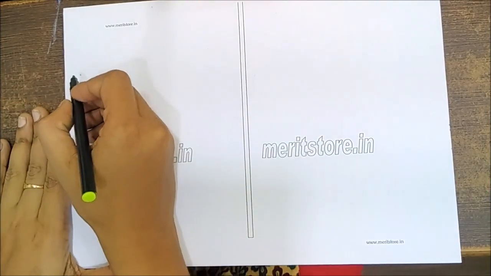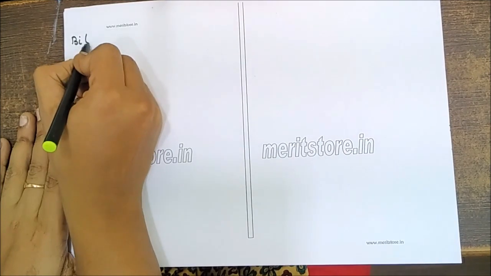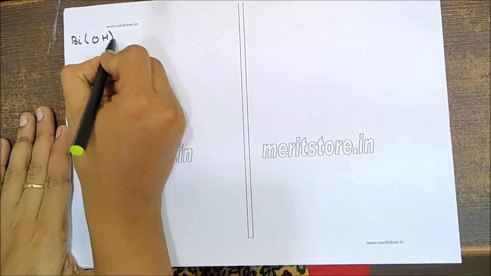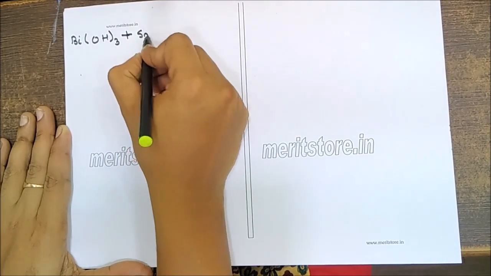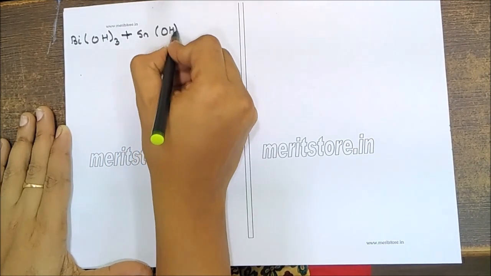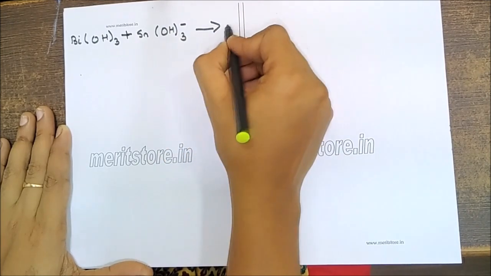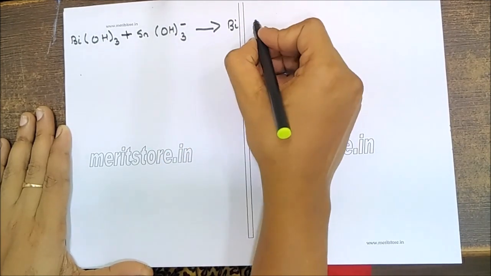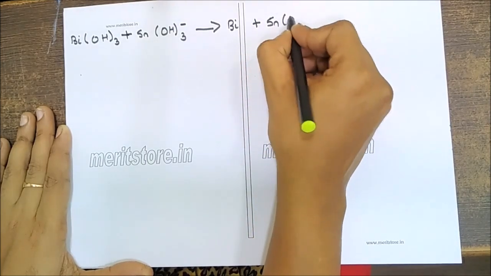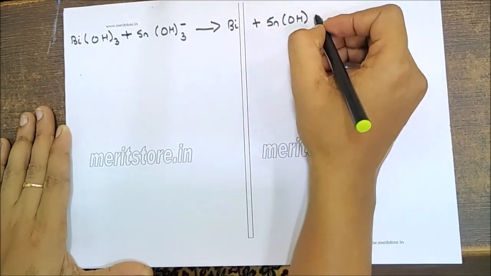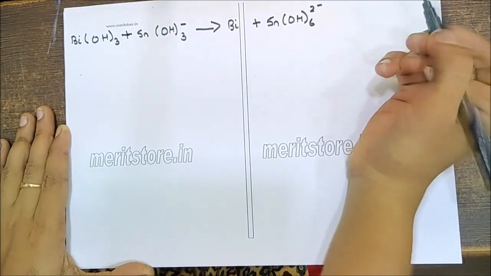Let's continue with the next example. So your question would be given in this way. Bi OH thrice plus Sn OH thrice raised to minus, giving Bi plus SnOH 6 raised to 2 minus.